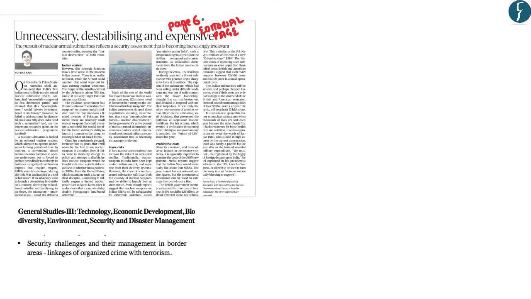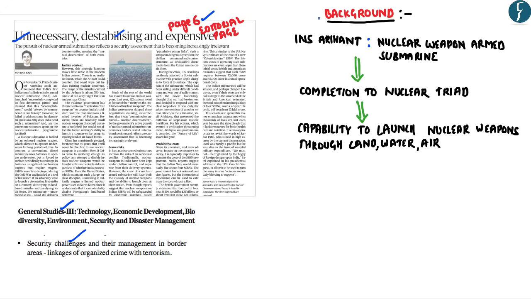Now this article appears on page number 6. The title of the article is Unnecessary, Destabilizing and Expensive. This article focuses on India's nuclear triad, and hence it becomes important from the perspective of GS paper 3 under the subsection Security Challenges. Before analyzing this article, let us first look into the background.